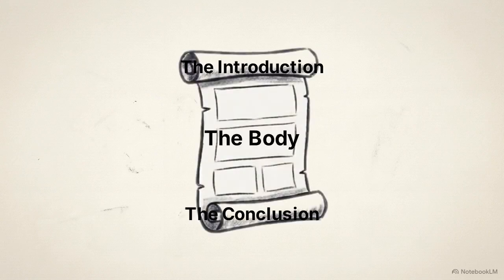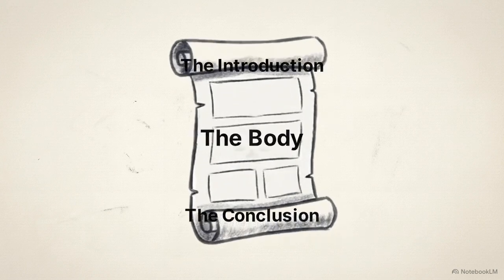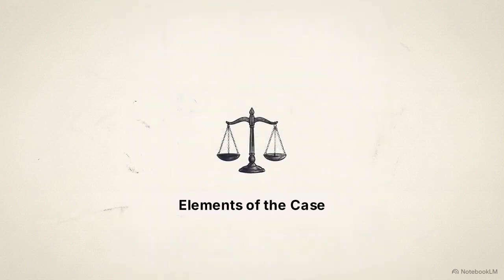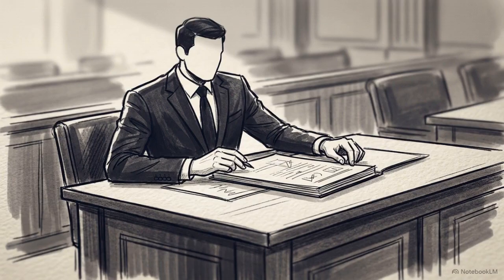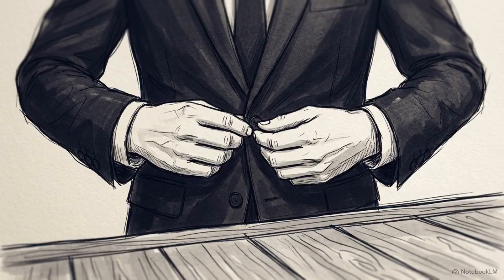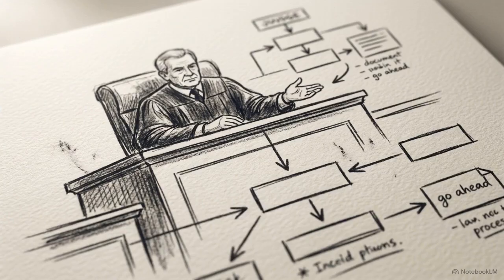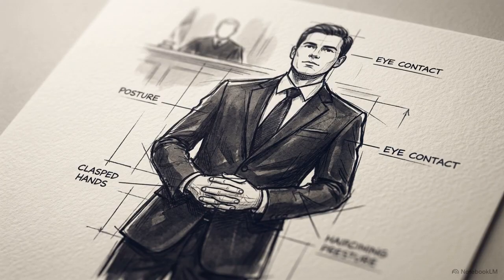Every effective closing argument follows a strict 3-part anatomy: the introduction, the body, and the conclusion. Moving into the body requires mapping out the specific elements you must prove. Connect your key legal issues directly to the witness testimony and exhibits supporting your side. Before you present that structure to the jury, you must follow strict courtroom etiquette. When it is your turn, stand up out of respect, wait for permission, and always say, "Your Honor."